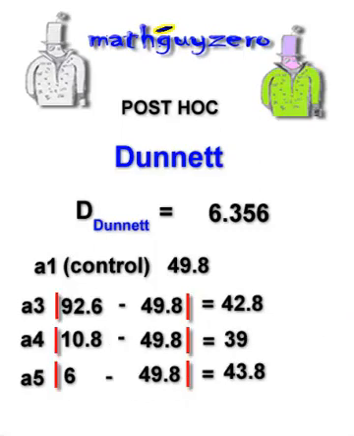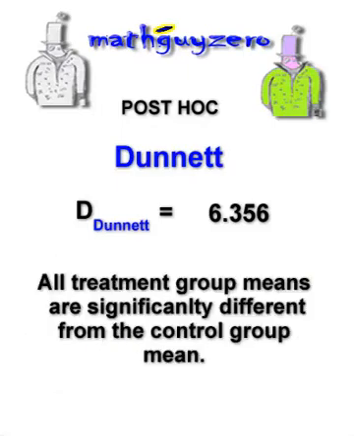And we're just going to go ahead and finish all the rest of them. So here's A1 versus A3, A1 versus A4, etc. We're just taking the absolute value of the difference between the means. And as you can see, the differences are all greater than the Dunnett's difference. Therefore, they're all significant. So in a nutshell, we have just discovered that all treatment group means are significantly different than the control group mean.